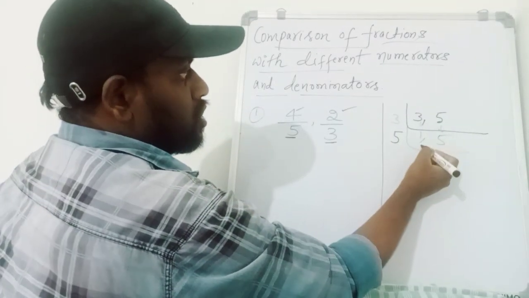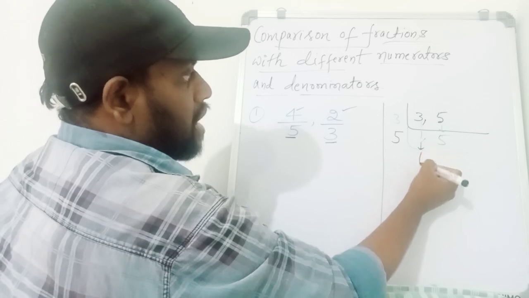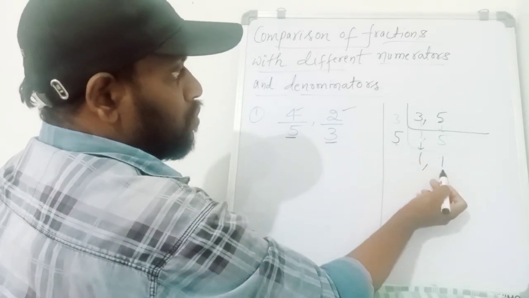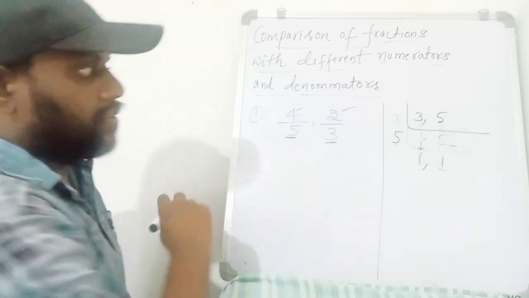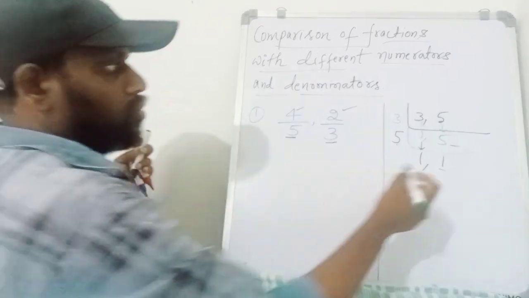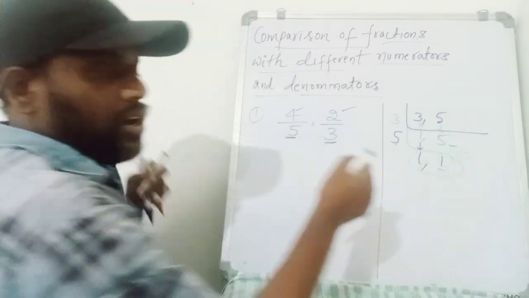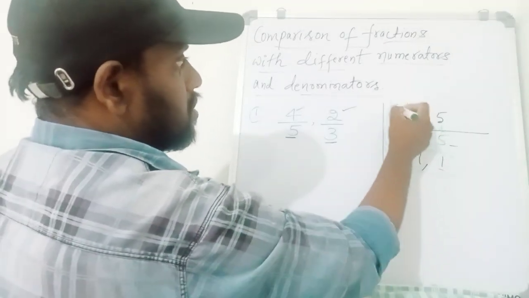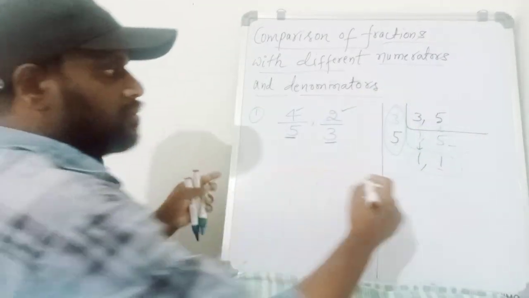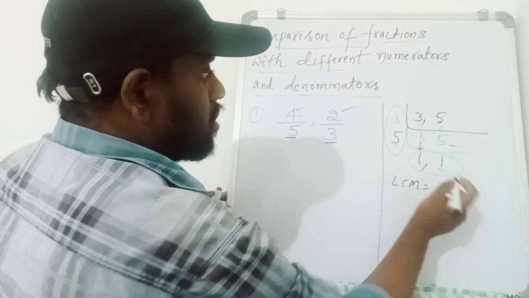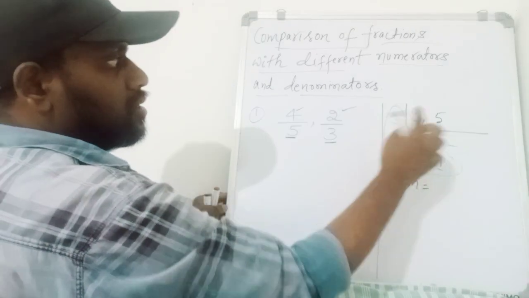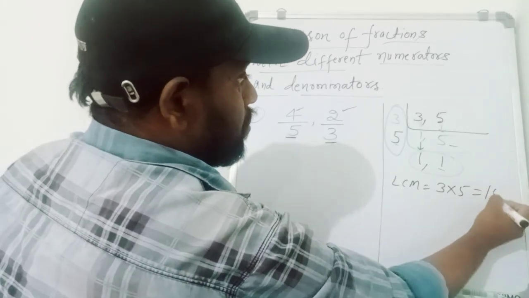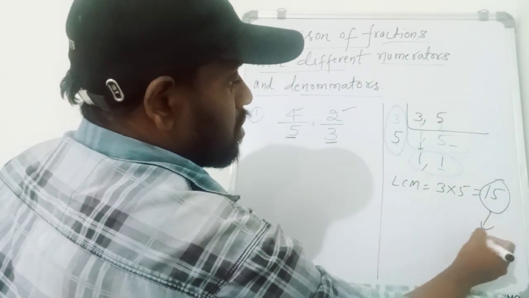So this 1 can't be divided, we'll keep it as it is. 5 ones are 5. So we got 1 and 1. We have to stop the division process and consider these numbers to find the LCM. So the LCM is the product of these, I mean 3 into 5, which is equal to 15. This is the LCM.